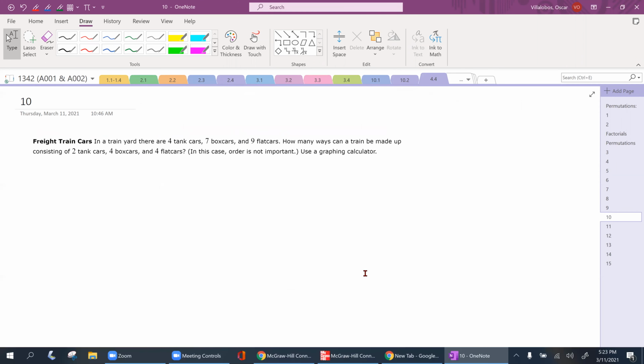In a train yard, there are 4 tank cars, 7 box cars, and 9 flat cars. How many ways can a train be made up, consisting of 2 tank cars, 4 box cars, and 4 flat cars? So again, this is pretty similar to the other one. And here we go, here's the hint.